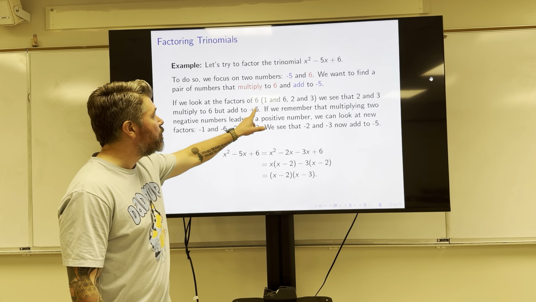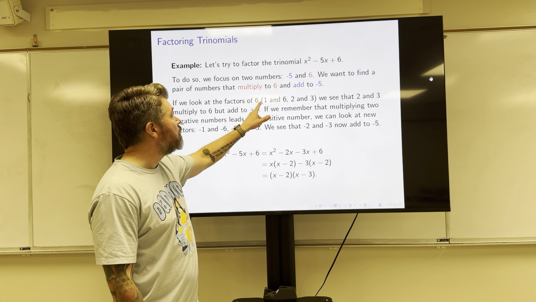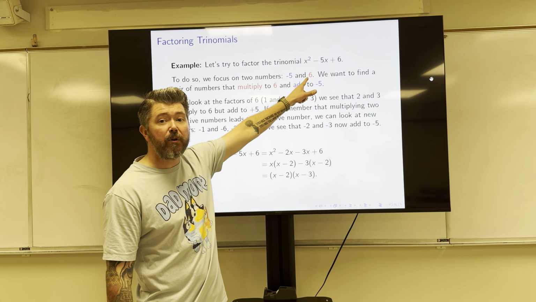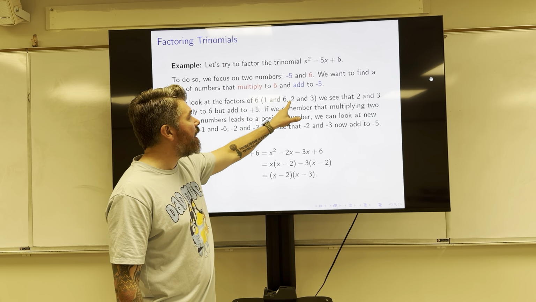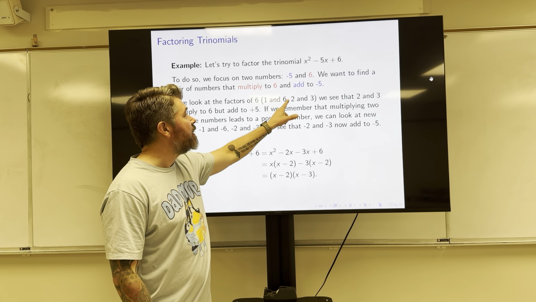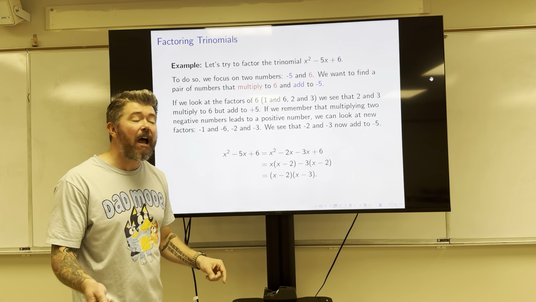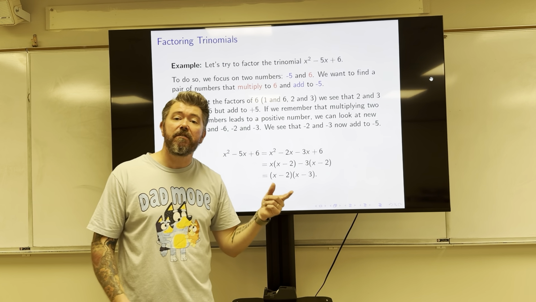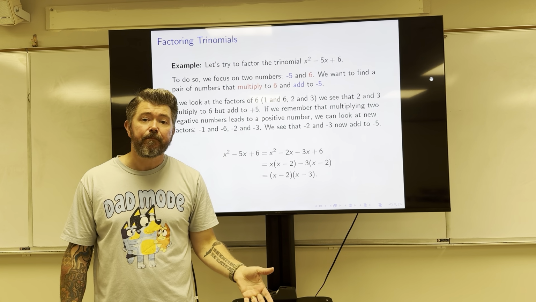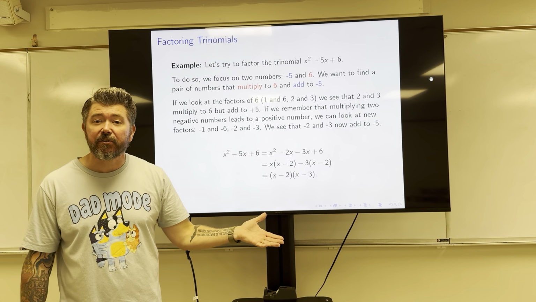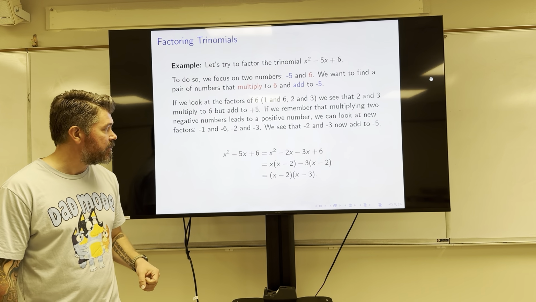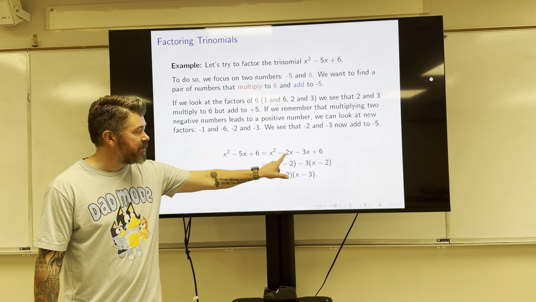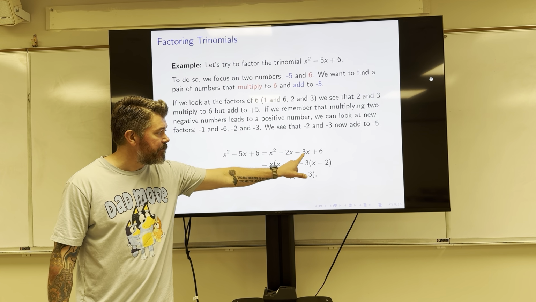So really, we have 1 and 6, or we have negative 1 and negative 6. Those both create a positive 6 when multiplying. We also have 2 and 3, or negative 2 and negative 3. And it turns out that negative 2 and negative 3 work, because negative 2 times negative 3 is 6, and negative 2 minus 3 is minus 5. So that's how we're going to split the minus 5. Minus 5 is going to be minus 2 minus 3.